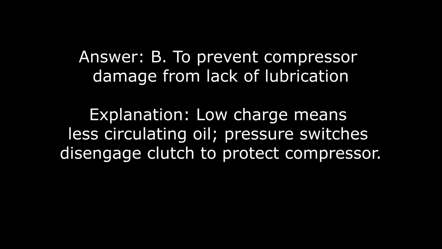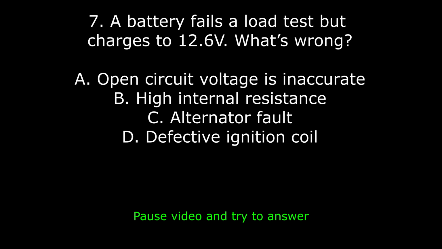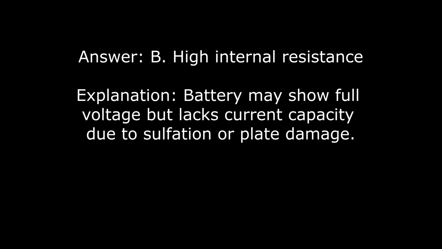7. A battery fails a load test but charges to 12.6 volts. What's wrong? A, open circuit voltage is inaccurate. B, high internal resistance. C, alternator fault. Or D, defective ignition coil. Answer: B, high internal resistance. Explanation: battery may show full voltage but lacks current capacity due to sulfation or plate damage.